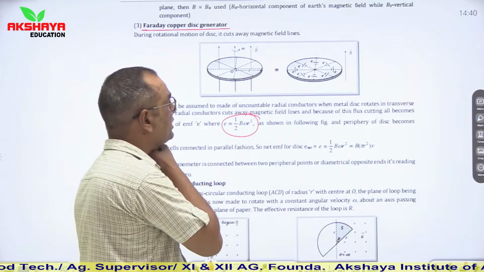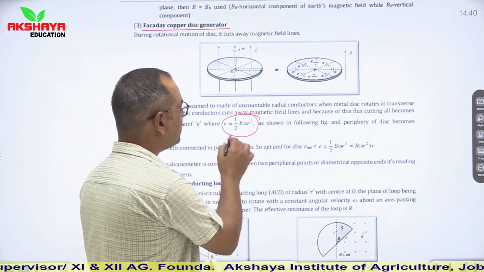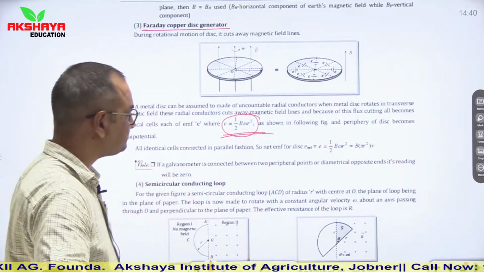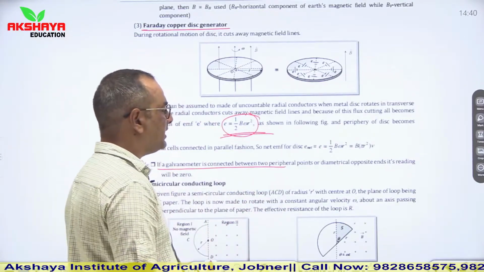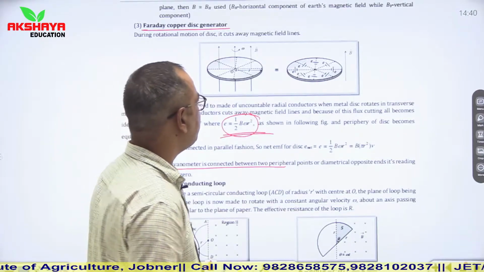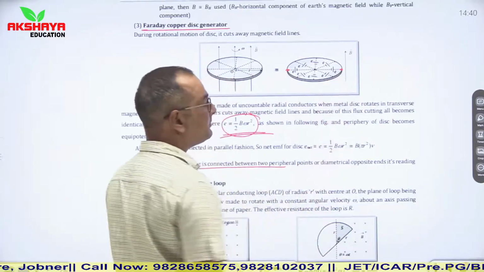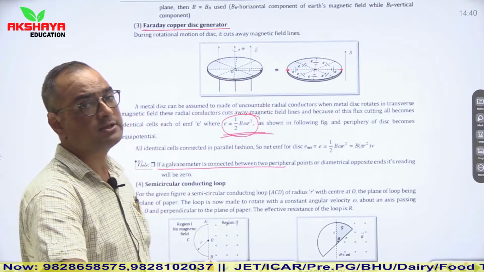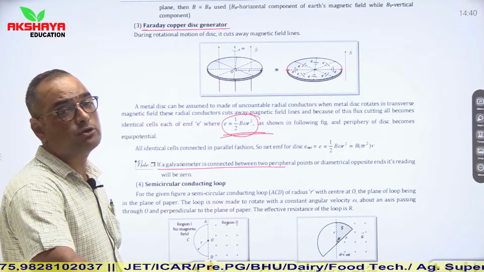So if this disc rotates in a uniform magnetic field with an angular velocity omega, then its induced EMF will be E is equal to half B omega r square. If a galvanometer is connected between two peripheral points or diametrically opposite ends, its reading will be 0. If we take any two diametrically opposite points, then due to similar potential on these points, the potential difference will be 0, hence there is no current flow. It means the galvanometer shows 0 deflection.